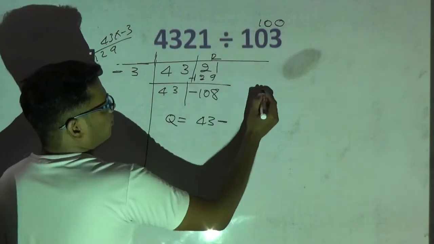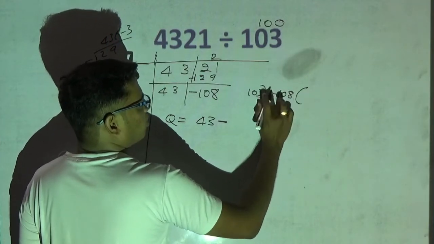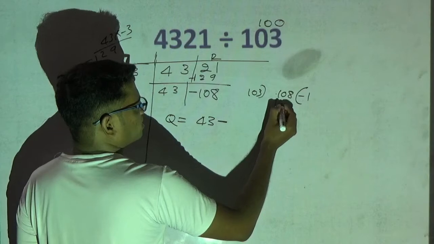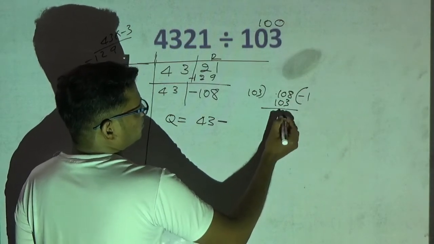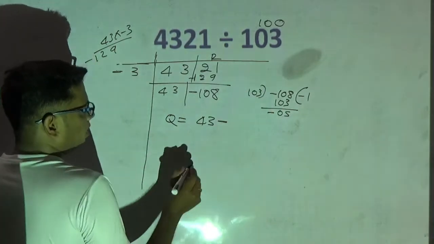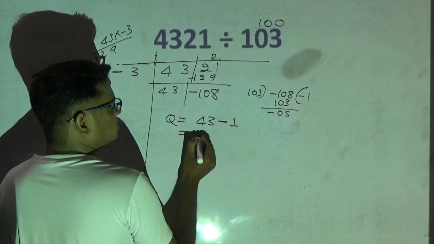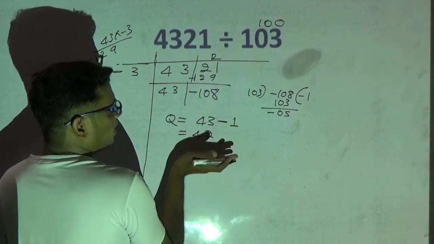108, how many times will it go? One time, right? 103 and minus 108. It will go minus 1 times. It is minus 103. So what is the remainder? Minus 5 is the remainder. Correct? Now, it is minus 1 time, so the quotient is 42. Still I didn't get my answer.